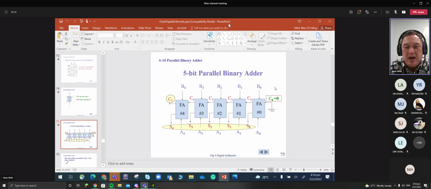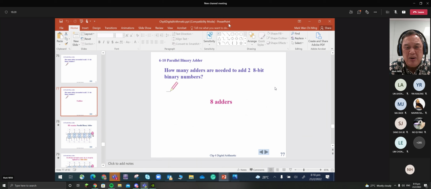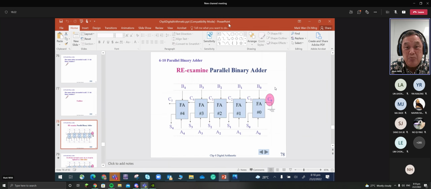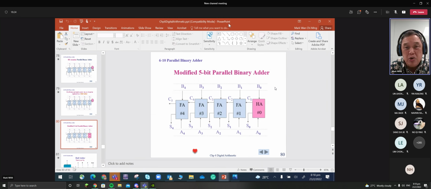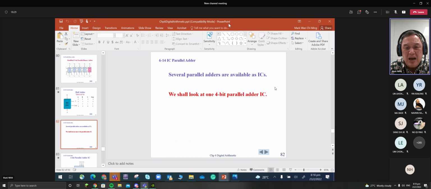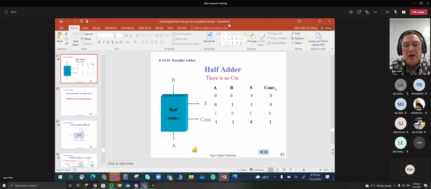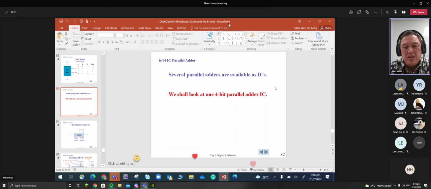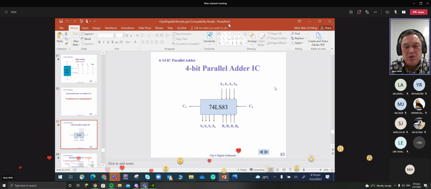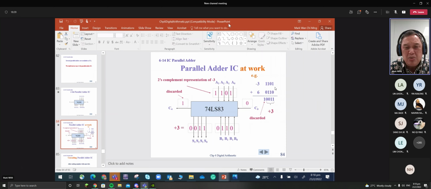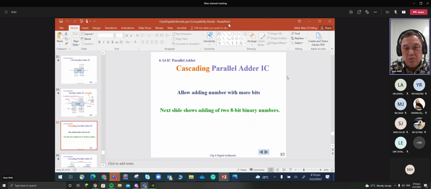Parallel binary adder. This is important. You must know one, right? What's a parallel adder? Okay, there's a half adder. Now, this type you must know, like what is a 4-bit parallel adder? Must know how to put the data there and so on. This one you have to know.